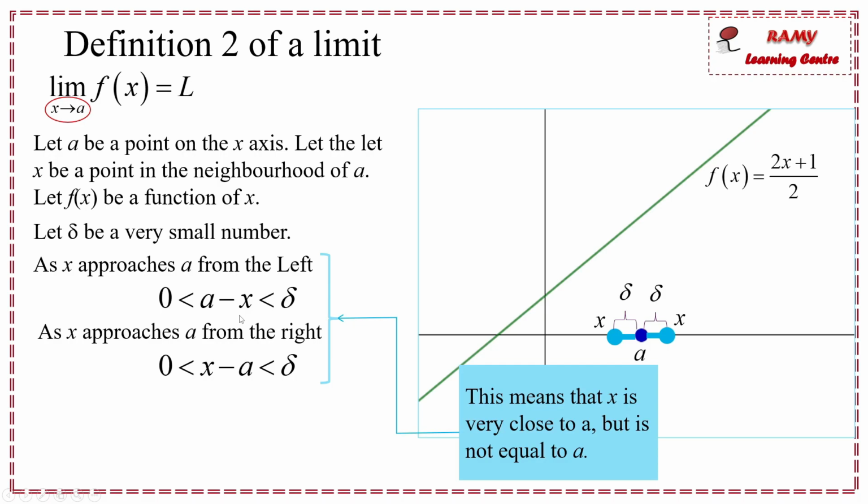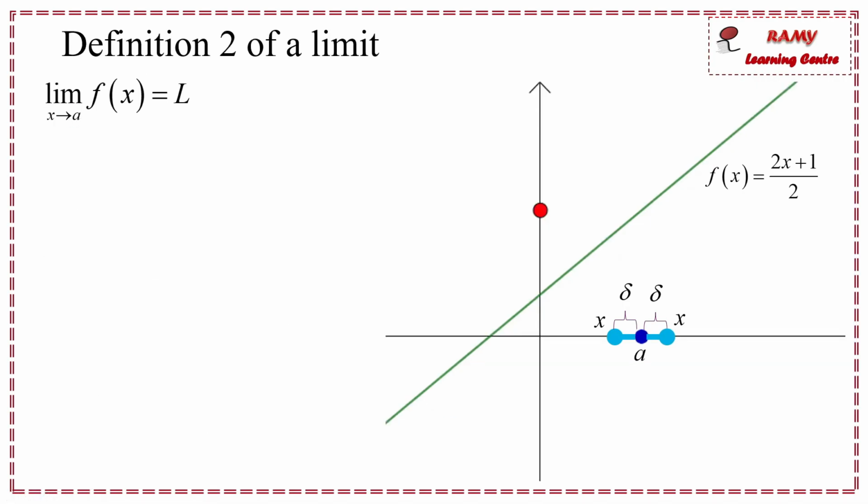Now, since a minus x and x minus a are lengths, we can replace them by modulus of x minus a. So here we have x tends to a can be alternately written as modulus of x minus a is greater than 0 and less than delta.